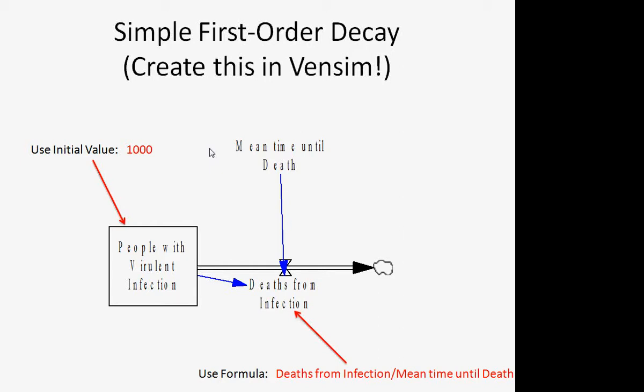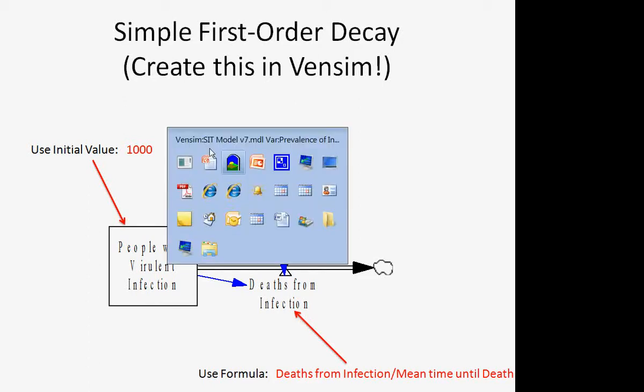Okay, so folks, let's create a little model here. Let's create people with virulent infection. Gosh, I should have a better example. This is really grim, I'm sorry. Let's make this people who are ill and recovering from infection. Let's make it nicer. I feel bad having such a grim stock.